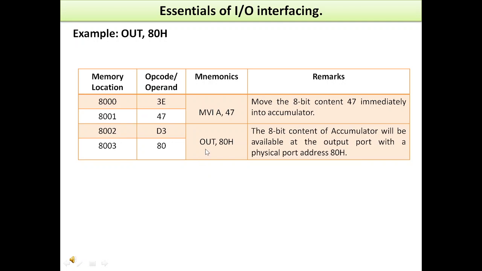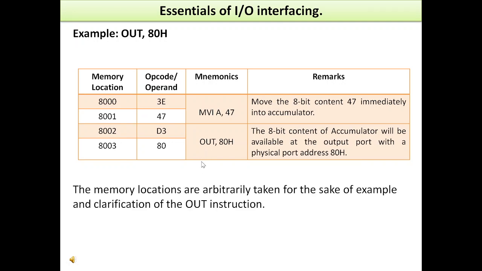Now the next instruction is OUT 80. Whether we are talking about the IN instruction or the OUT instruction, both are attached with the accumulator. So when the microprocessor is going to execute this instruction, it will see what is there in the accumulator. So OUT 80 hex means the content of the accumulator, that was previously 47, will be available at the output port whose physical address is 80 hex.